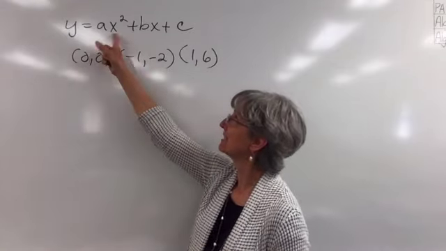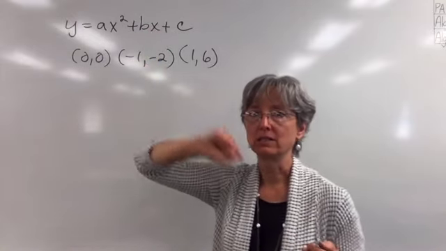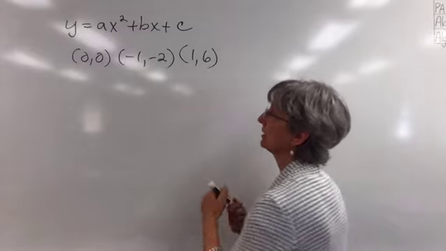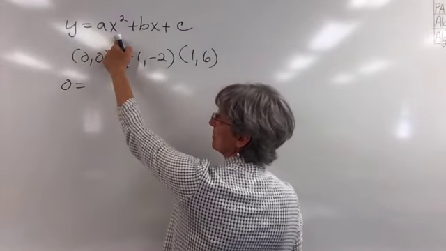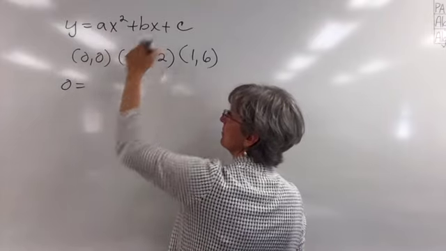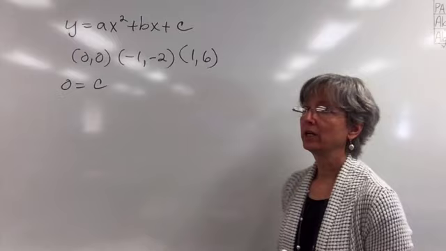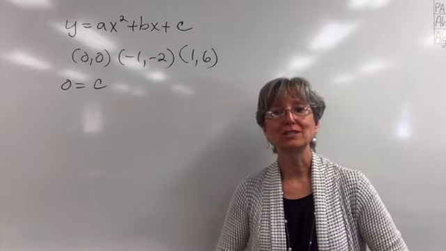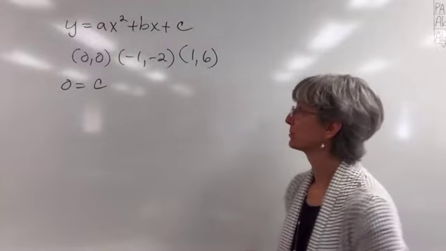Let's start off with (0, 0). When x is 0, y is 0. I think this is going to make this one really easy. If y is 0 and I make x 0, this is 0 plus 0 plus c. Well, there we go. So now I know c is 0. I already know one of my letters, right? Let's do the other 2.